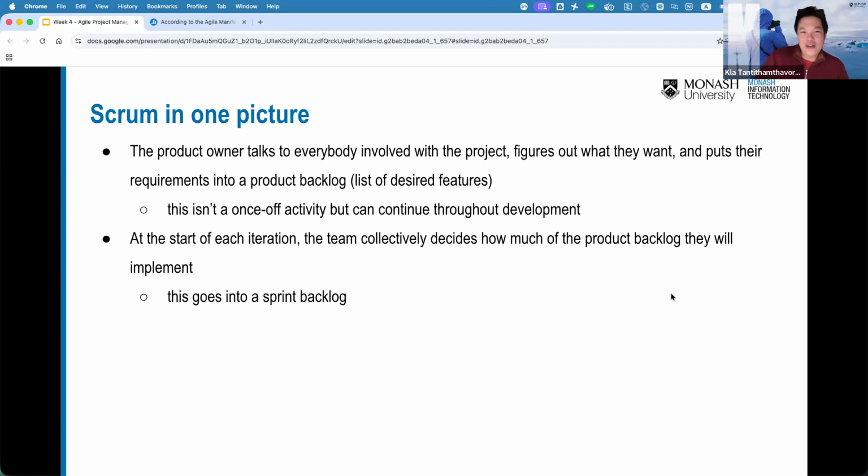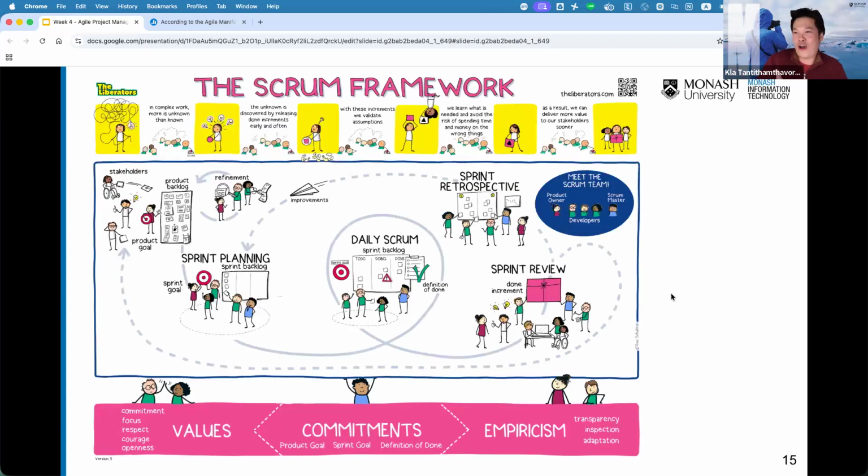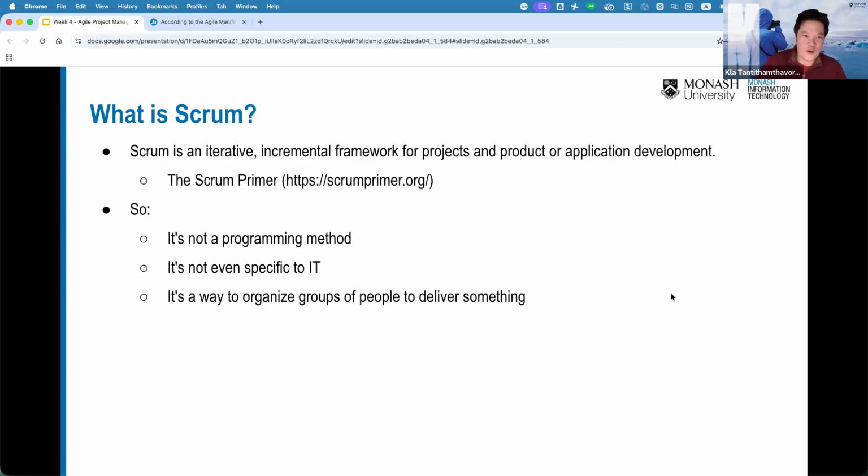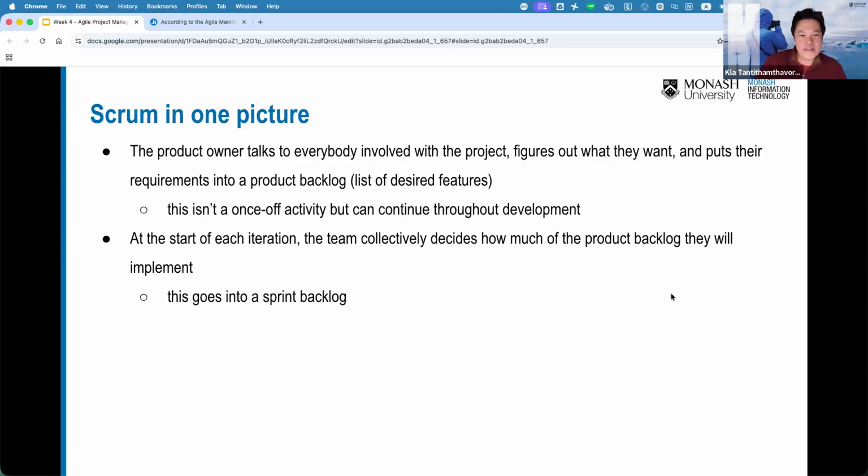Okay. So, Scrum in one picture. I don't need to repeat this. I already talked about this one. Then we're going to move on. Anything important here?